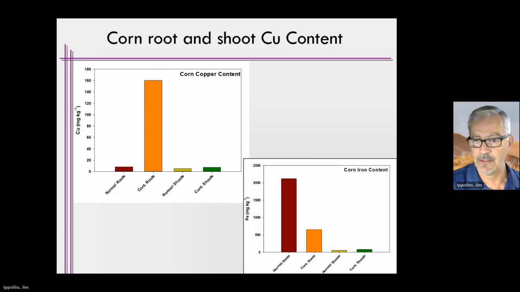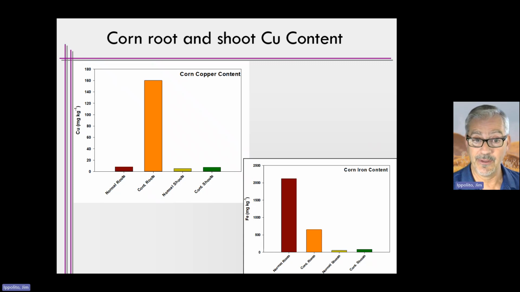Let's look at corn iron content, right? And this tells you more of the story, and then we can put this puzzle together. So this is iron concentration on the y-axis, and in the normal roots, the iron concentration is relatively high, and in the normal shoots, the concentration is relatively low. In the contaminated shoots, the iron concentration is actually very similar to the normal. But in the contaminated roots, the iron concentration is low.